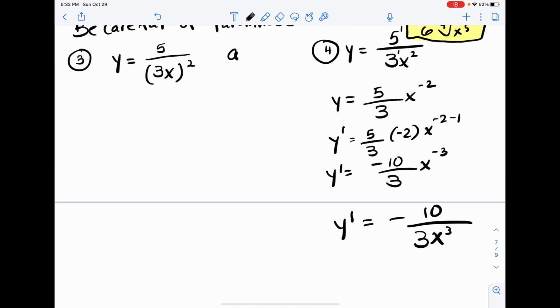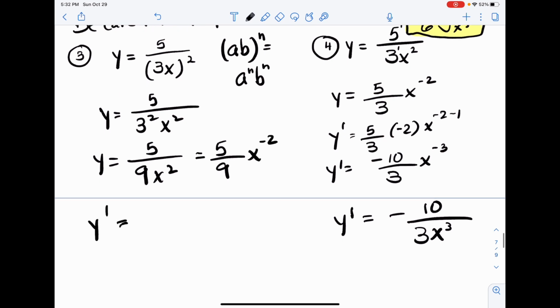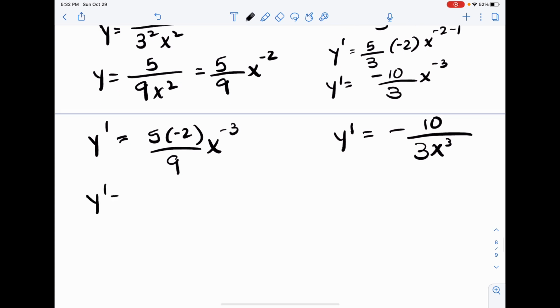Careful, if we have a times b to the n, this is a to the n, b to the n. So this is y equals 5 over 3 squared x squared. So y equals 5 over 9x squared, which is 5 over 9 x to the negative 2. When I take the derivative of that, I get 5 times negative 2 over 9 x to the negative 2 minus 1. So y prime here will be negative 10 over 9 x to the negative third, which is negative 10 over 9 x to the third.